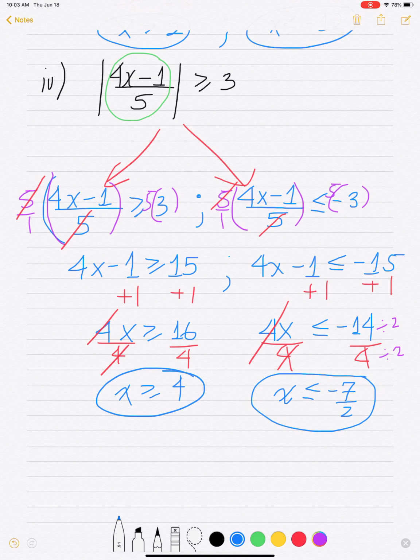All right, so that's it. Solving absolute value inequalities.